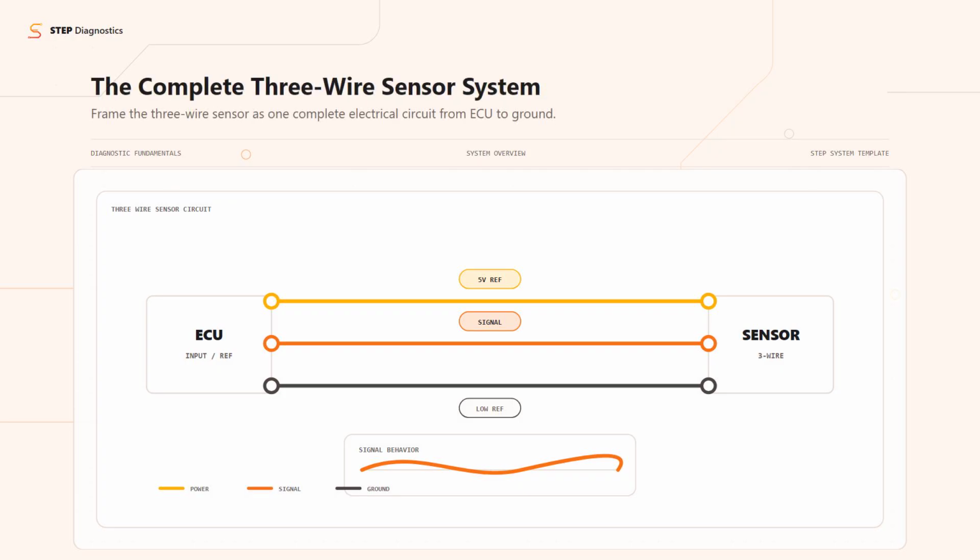A typical sensor has a power supply, a ground, and a signal wire. The ECU provides a regulated reference voltage, monitors the signal, and relies on a low-resistance ground path. Any high resistance, short, or open in these paths creates misleading codes, odd sensor data, or performance issues.